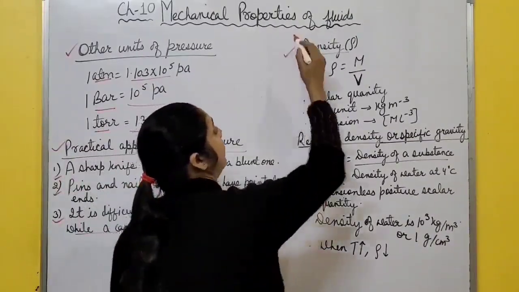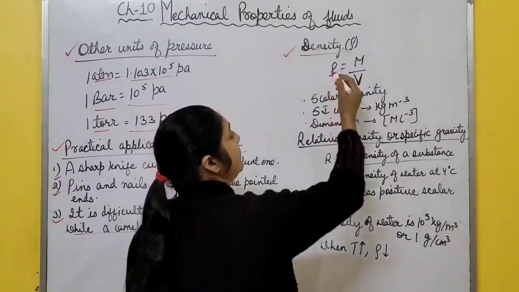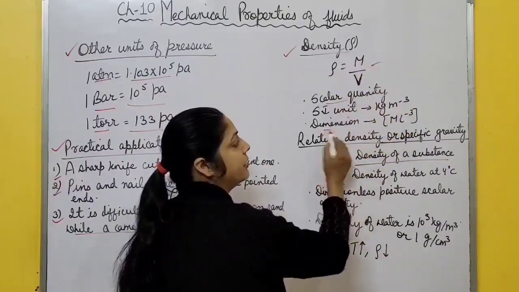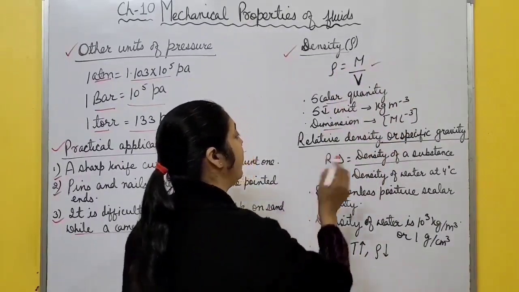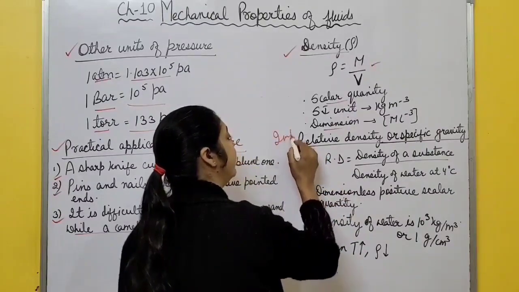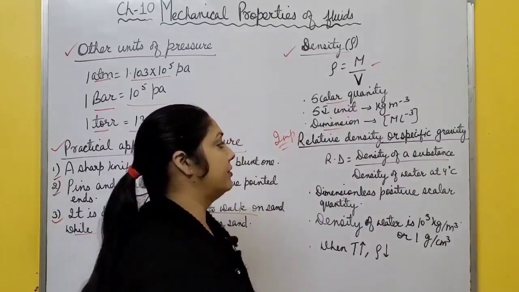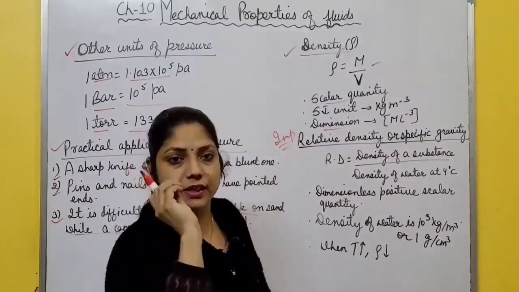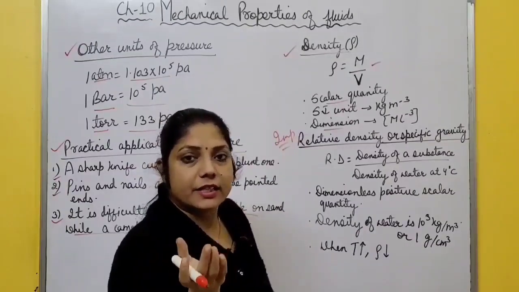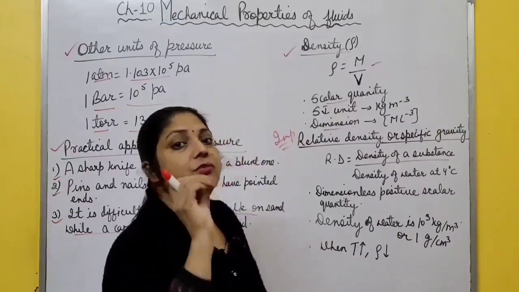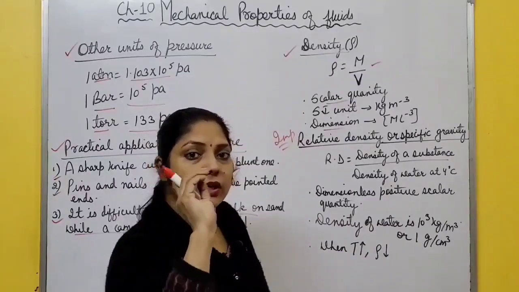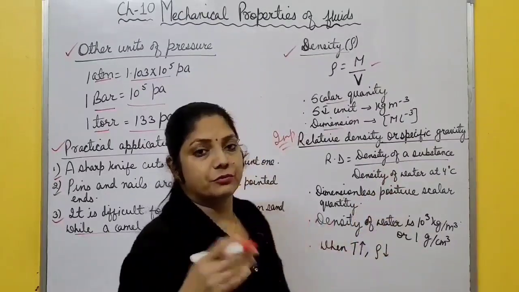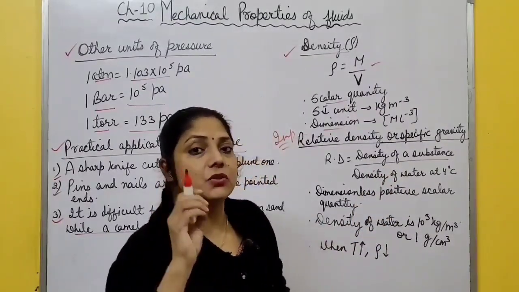Now after this, the next one is density. What is density? Density is mass per unit volume and it is a scalar quantity. Its SI unit is kg per meter cube, and its dimension is ML^-3. Now after this, there is an important term, that is relative density, or you can say specific gravity. You know, the density of water at 4 degrees Celsius is fixed, right? Because liquid is an incompressible fluid, its volume is constant, so its density is also constant especially at 4 degrees Celsius. And if you want to find the density of another substance, you must know about relative density.